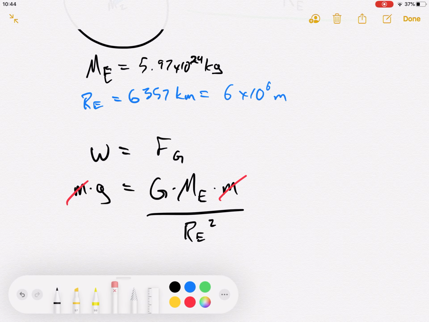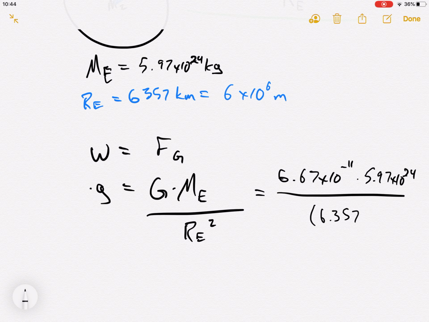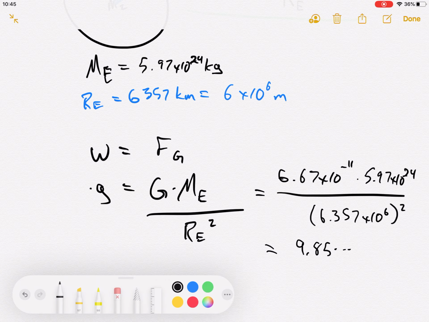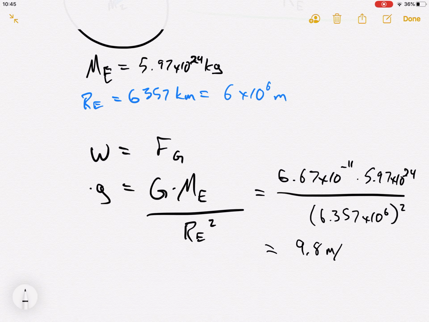All right, in fact, let's just erase this and just solve it, right? So what is that? 6.67 times 10 to the minus 11 times 5.97 times 10 to the 24 divided by 6.357 times 10 to the 6 squared. All right, so let's plug all those in. Plug it in too if you want. Here's what I get. 9.85 and the digits go on. Let's round that to 9.8. And what are the units? Well, I guarantee you they turn out to be meters per second squared. So look at that.